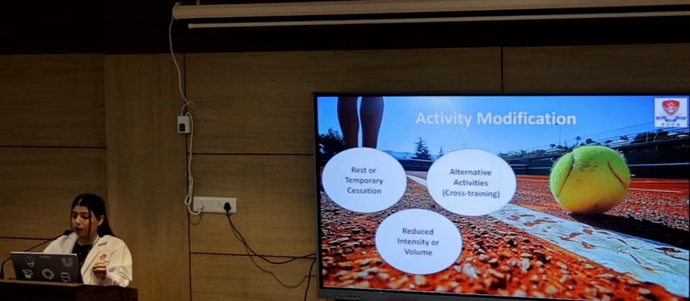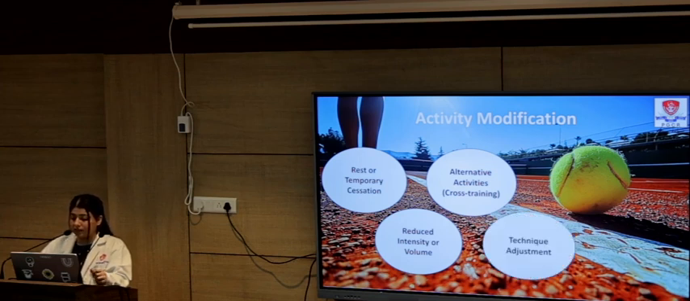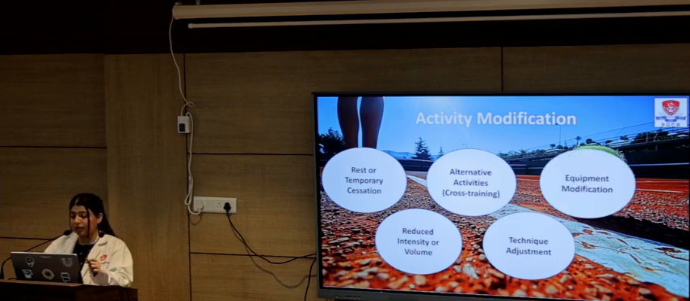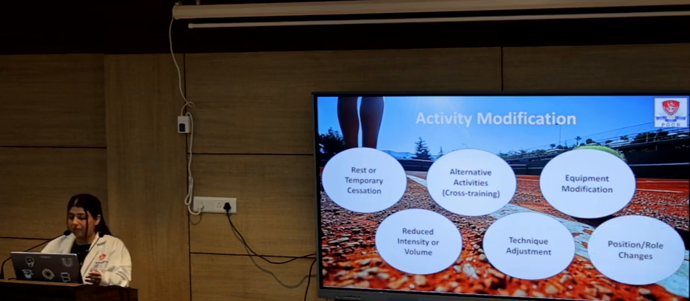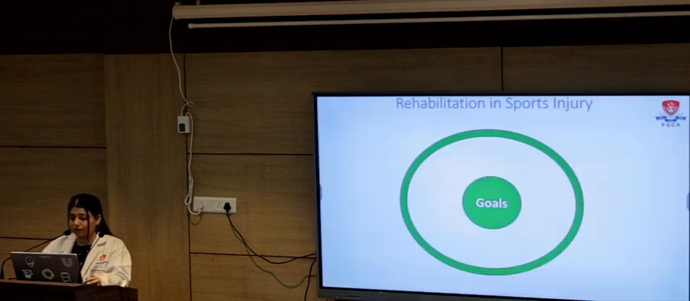Cross-training with alternate low-impact exercises like swimming or cycling can help maintain fitness without stressing the injured area. Technique adjustments such as changes in the running form or lifting mechanics can also minimize the strain. Equipment modification like using braces, orthotics, or supportive footwear further supports recovery and reduces re-injury risk. In team sports, modifying the athlete's position or role to a less demanding one can allow participation while minimizing the physical load on the injury.